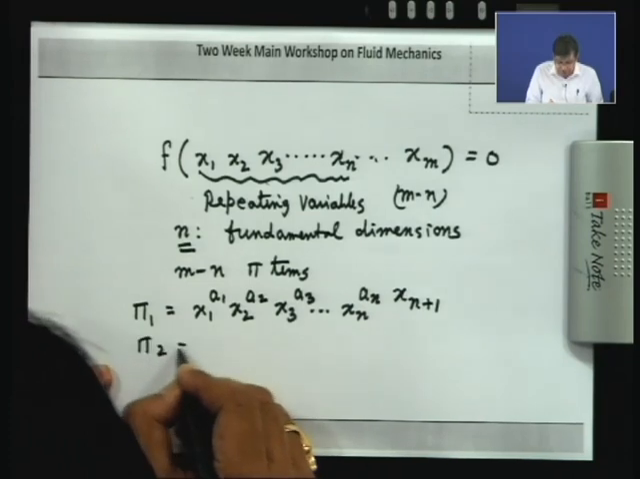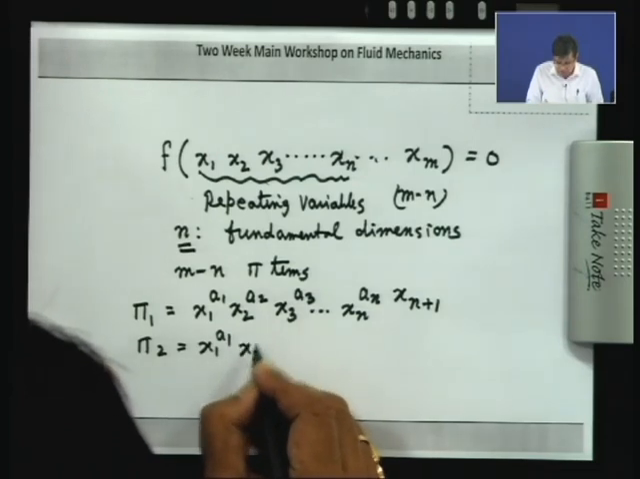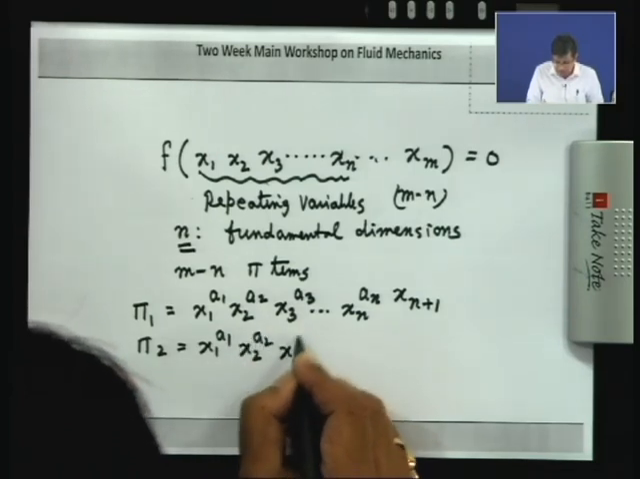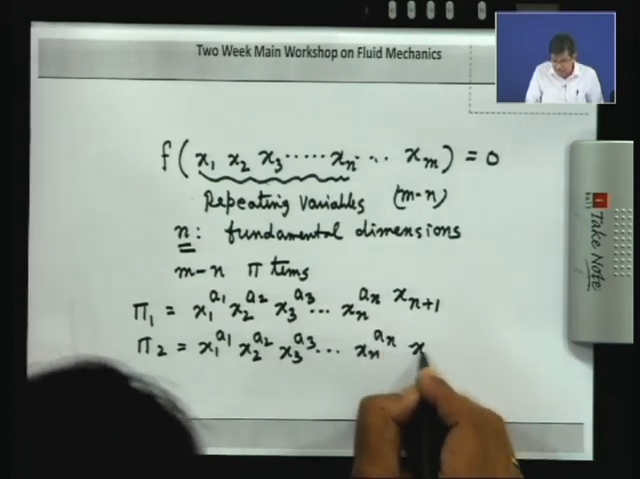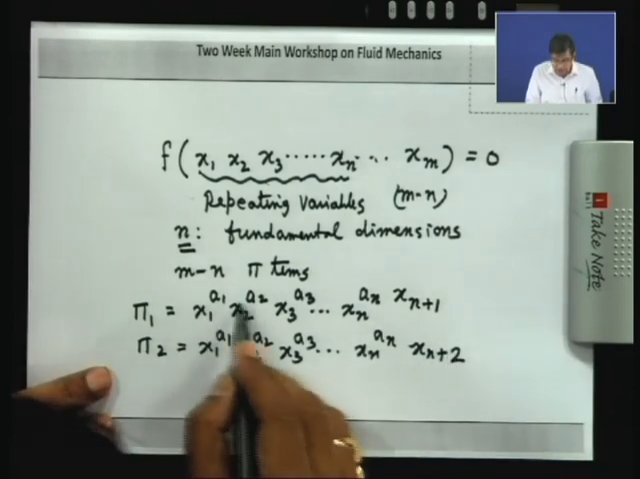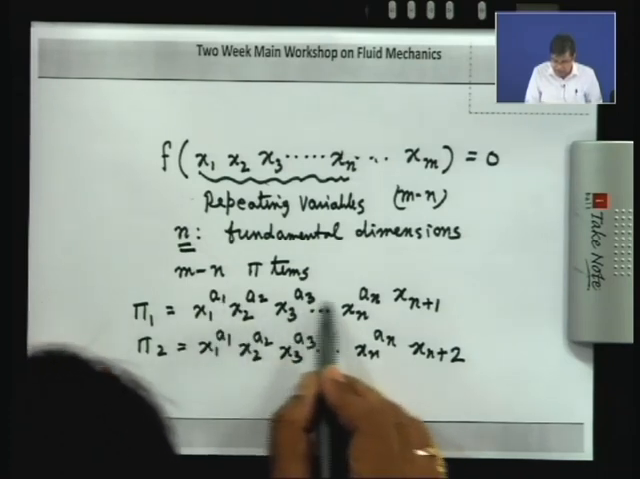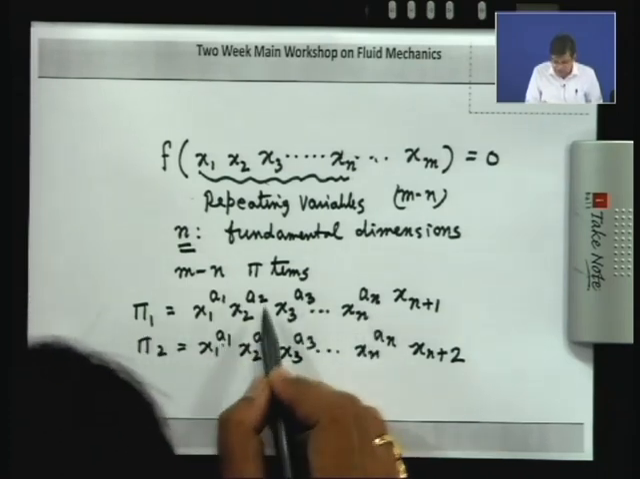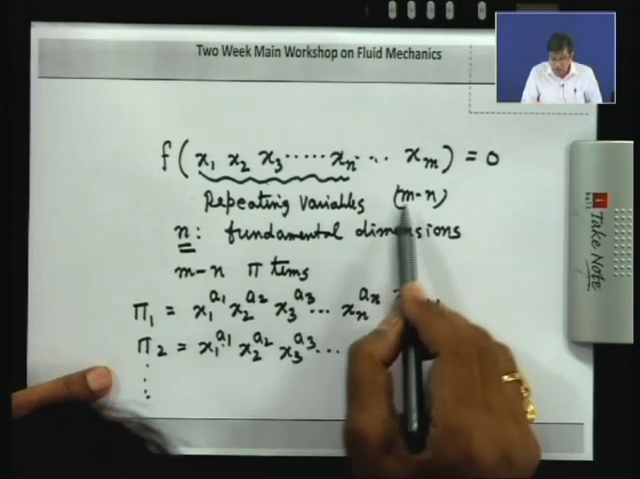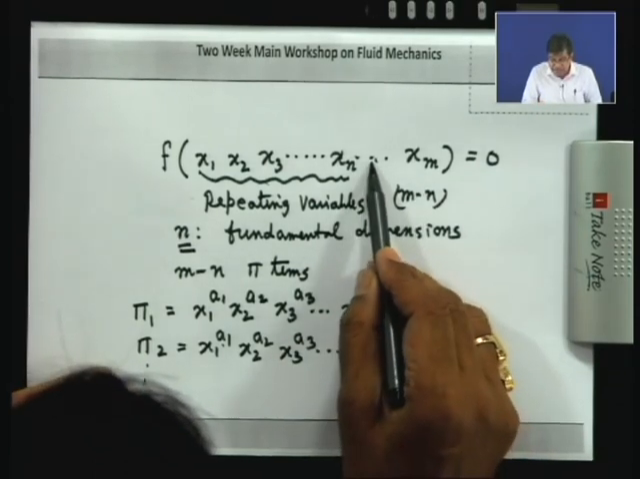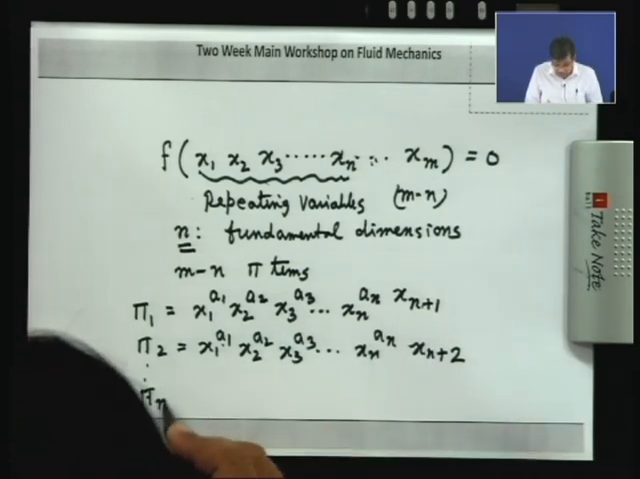This way we can form the pi terms. So, the next pi term is x1 to the power a1, x2 to the power a2, x3 to the power a3, dot dot dot, xn to the power an, xn plus 2. And all these a1, a2, a3, an from pi term to pi term are different. The values of a1, a2, a3 may not be the same. Since we have to go m minus n, automatically the x n plus 1 to x m will make only m minus n terms.